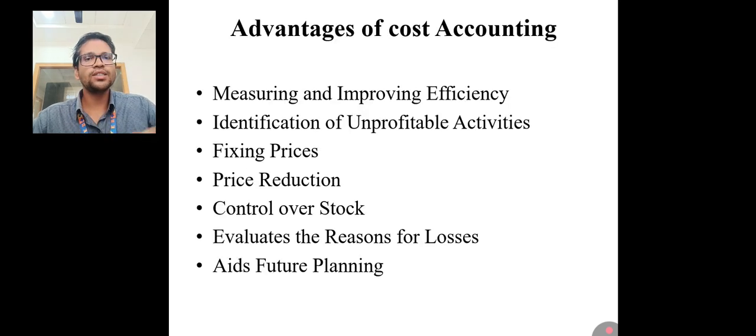Then next we discuss the advantages of cost accounting. Cost accounting has certain advantages: measuring and improving efficiency, identifying unprofitable activities, fixing prices, reducing prices, control over the stock, evaluating the reasons for losses, and aiding financial planning or future planning.